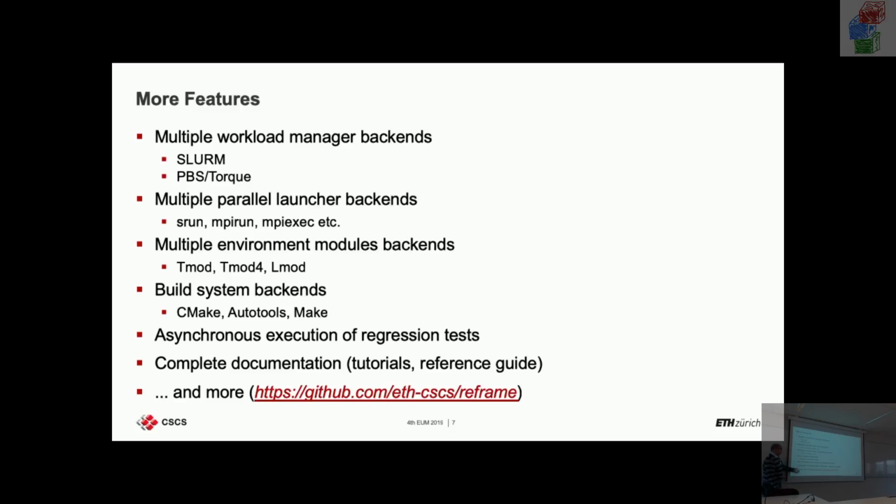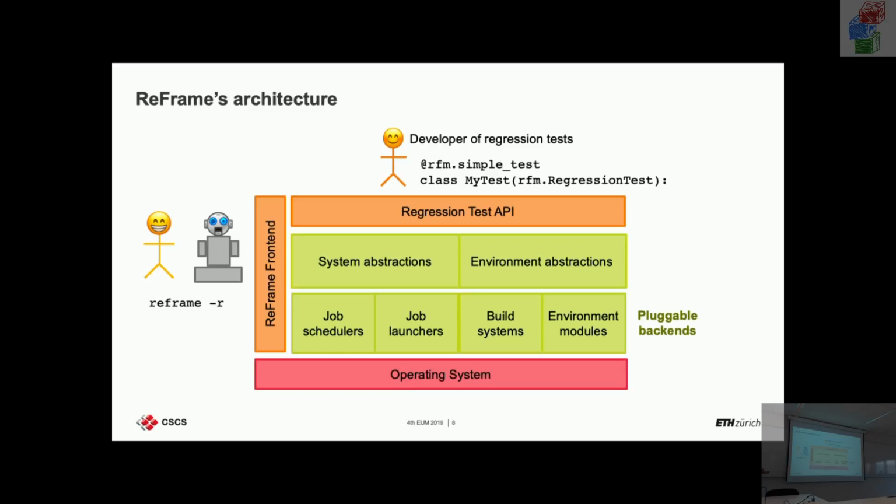We have many more things that we support. Please take a look at the GitHub. The project is an open source project. Anyone can contribute. So how do we envision this architecture? How can you abstract away all these? We have clearly defined a regression API.